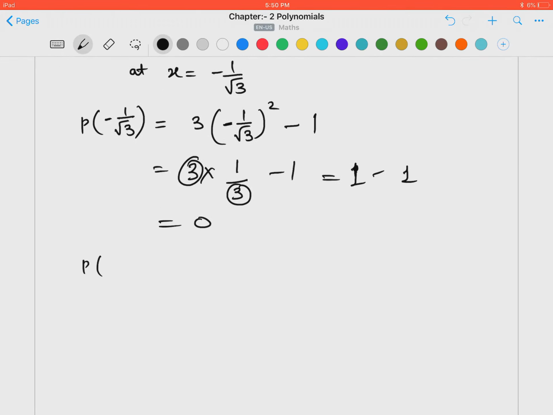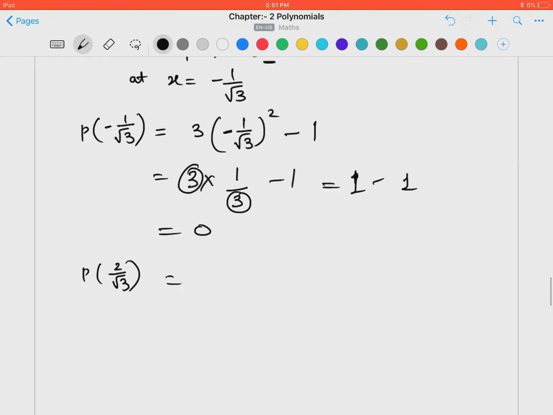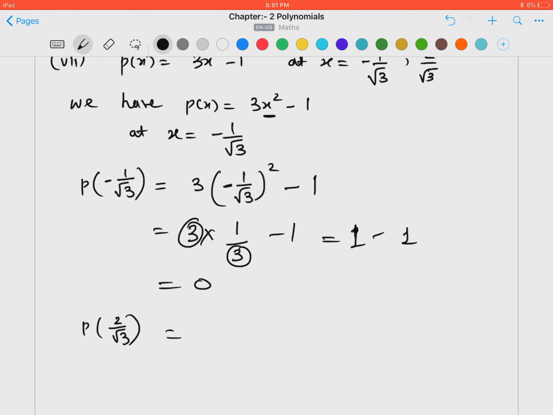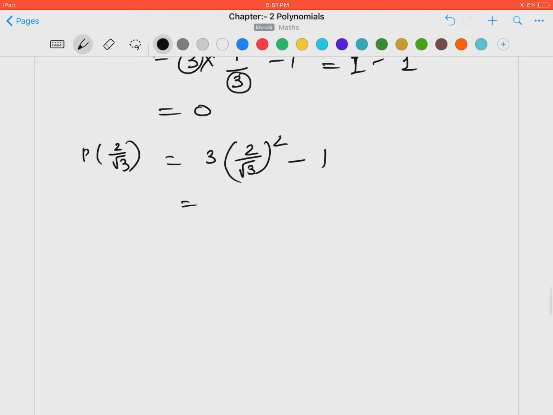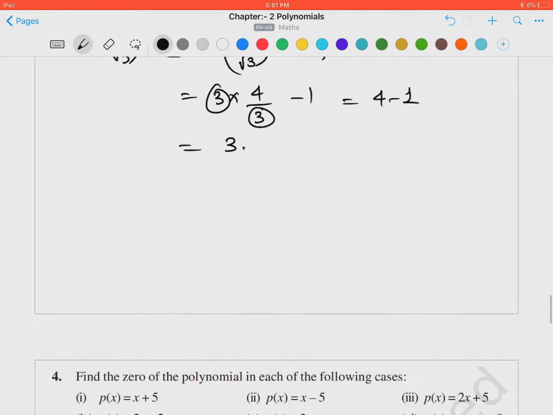Now we have to also check it for p at 2 by root 3. Again, at the place of x we'll write 2 by root 3. We have 3, replace x by 2 by root 3 square, minus 1. So this will be 3, this 2 square is 4 and root 3 square is 3, minus 1. So these two will be cancelled out. So we'll remain with 4 minus 1, which equals 3.